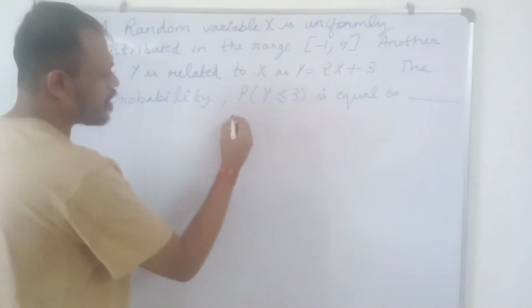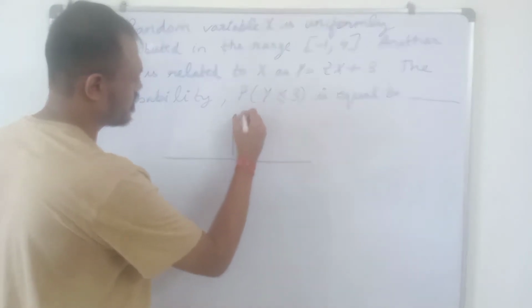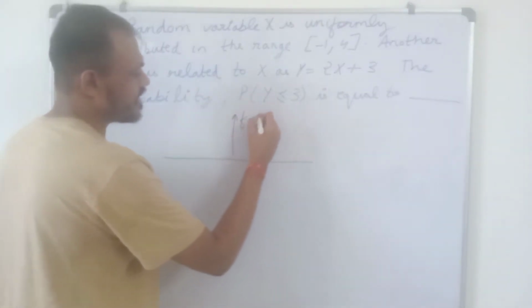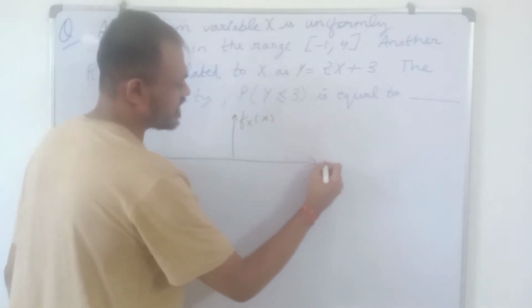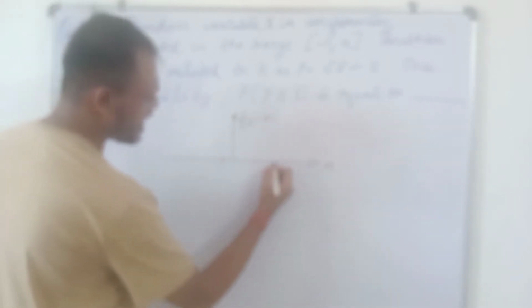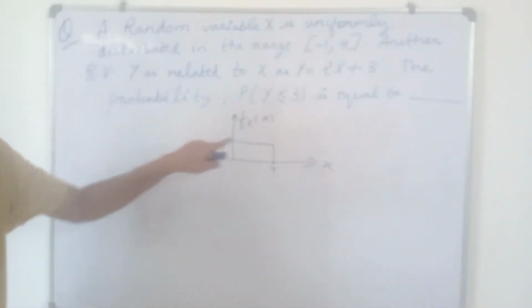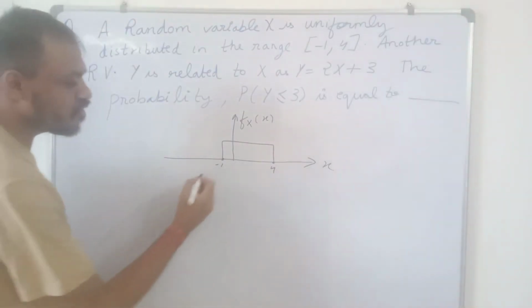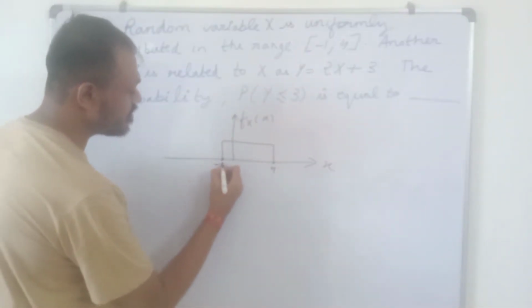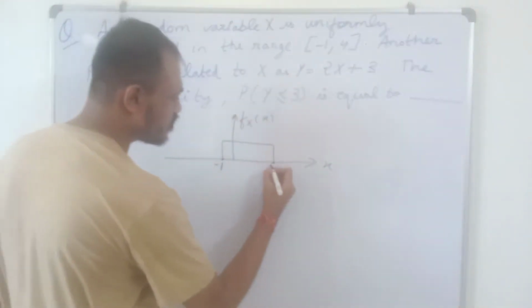If we draw the probability density function of x, then it will be like this. On the y-axis we have fx of x, on the x-axis we have x. Its range is -1 to 4, so this point is -1 and let this point be 4. Since it is uniformly distributed, it will be a straight line from -1 to 4 in the range.